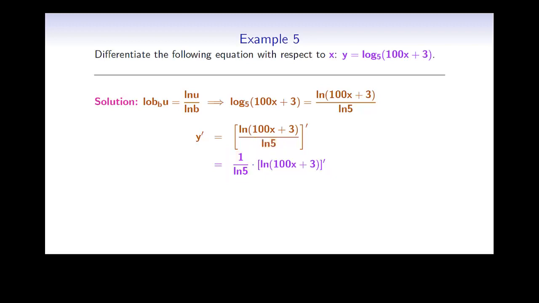So, y prime is equal to 1 over the natural log of 5 times the derivative of the natural log of 100x plus 3. The chain rule tells us that this is equal to 1 divided by the natural log of 5 times 1 over the quantity 100x plus 3 times 100. Simplifying, we see that y prime is equal to 100 divided by the natural log of 5 times the quantity 100x plus 3.